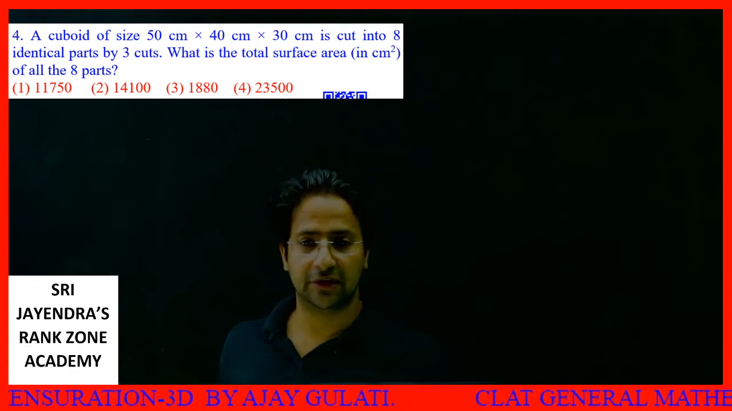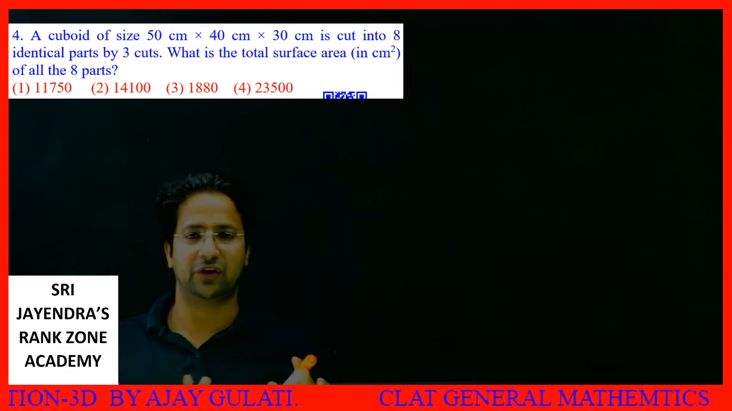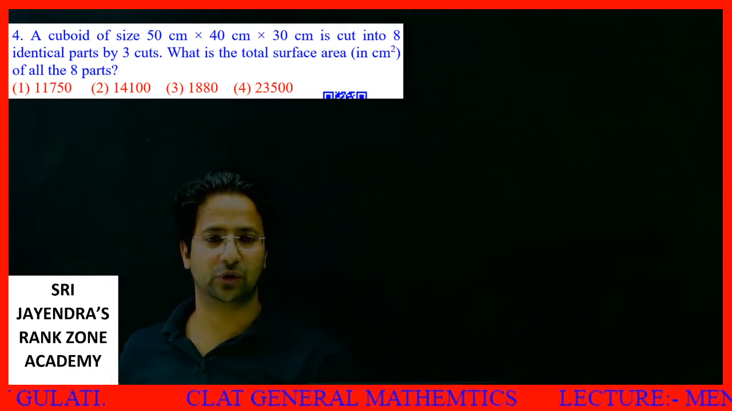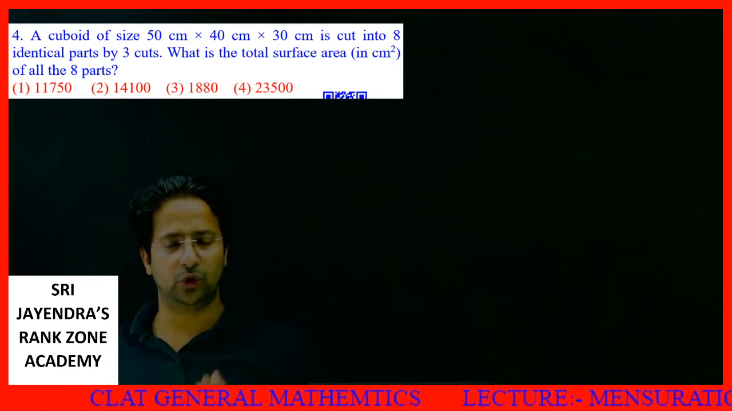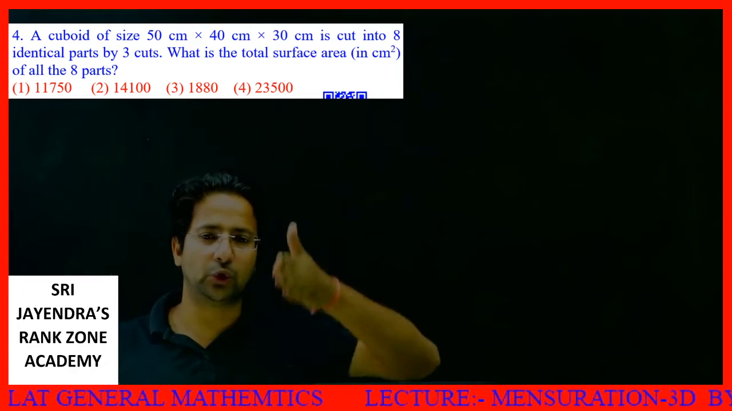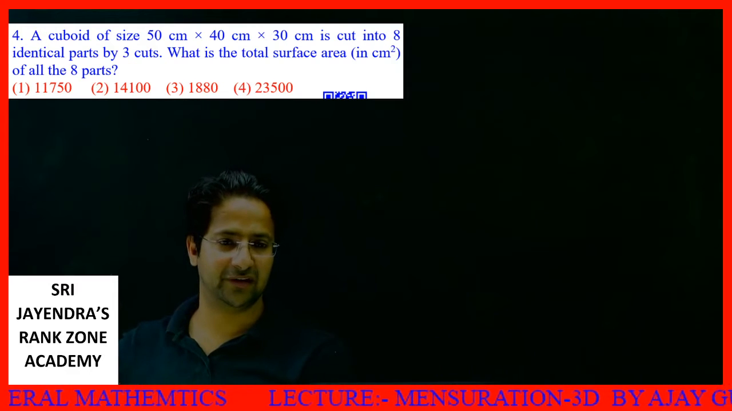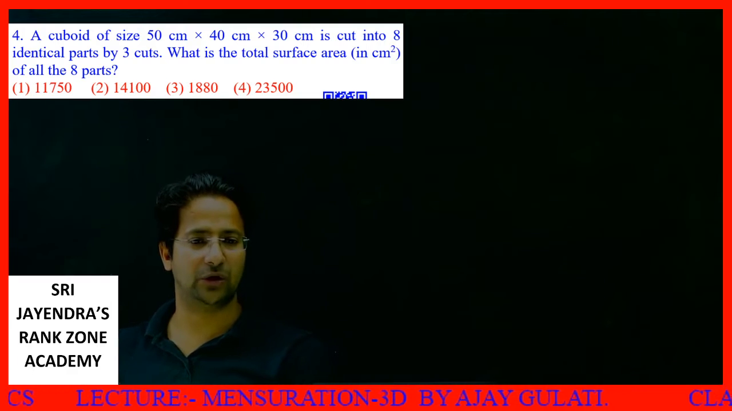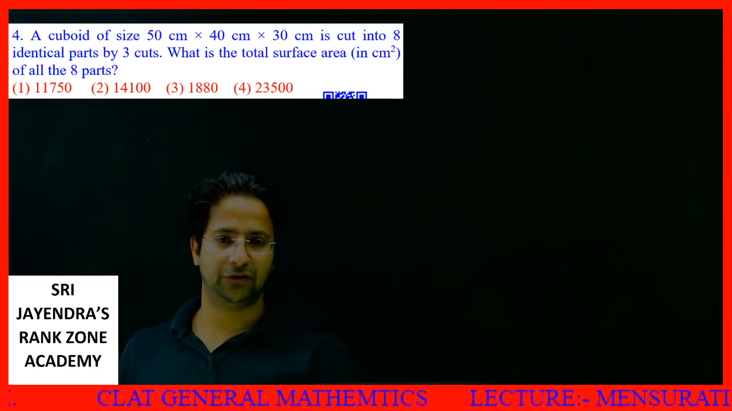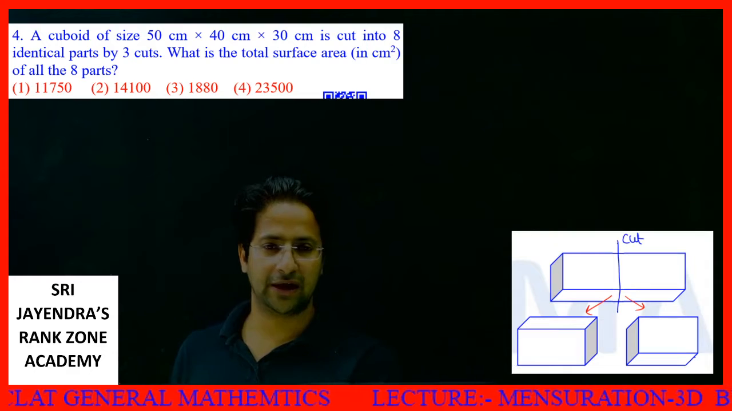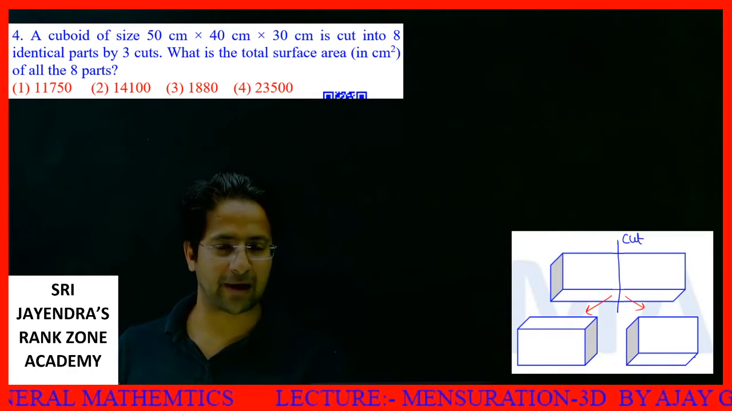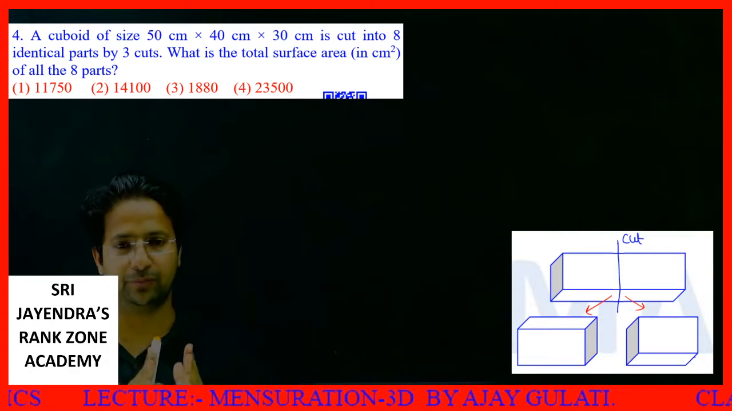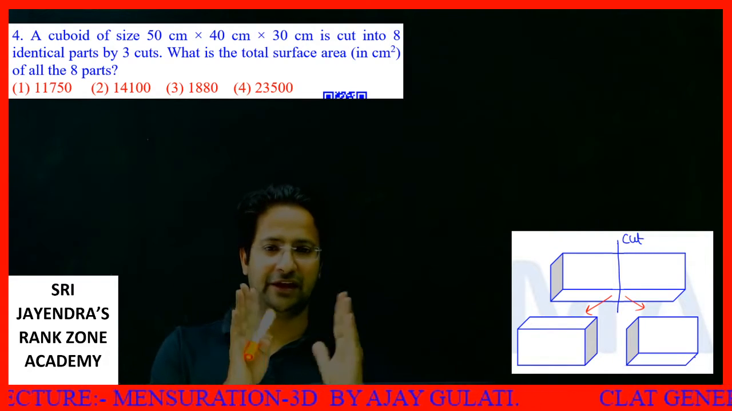Next question, students. A cuboid of size 50, 40, 30 is cut into 8 identical parts by 3 cuts. What is the total surface area? Students, I told you whenever we cut we get 2 extra rectangular faces. Okay, whenever I cut something, I'll get 2 extra rectangular faces. See, I show you. Here when I cut this big parallel pipe into 2 smaller pipes, I get these 2 shaded more surfaces.